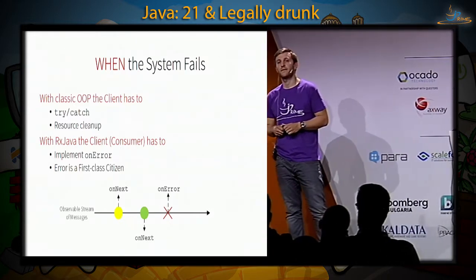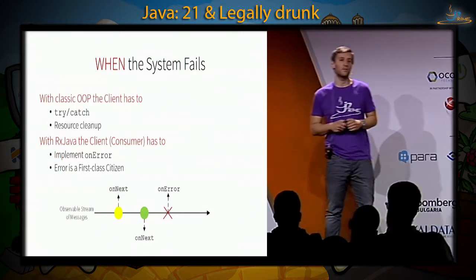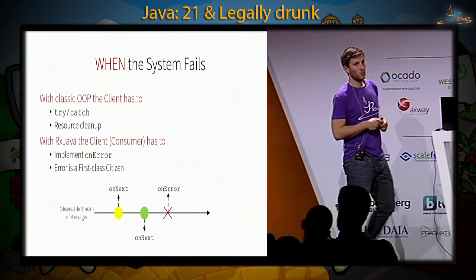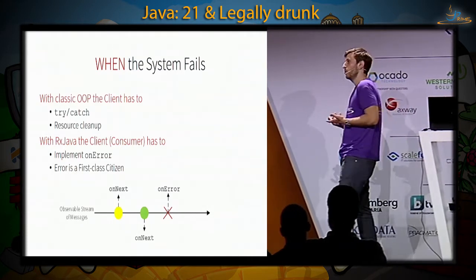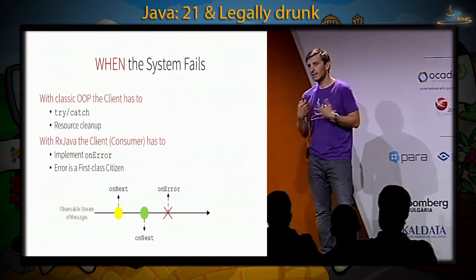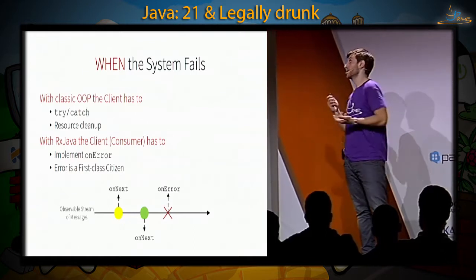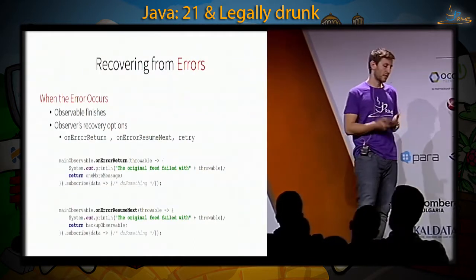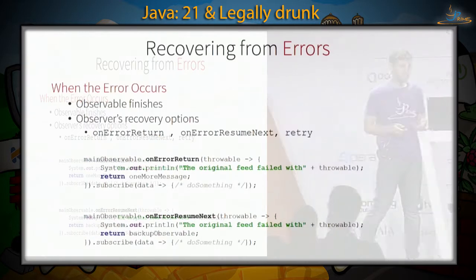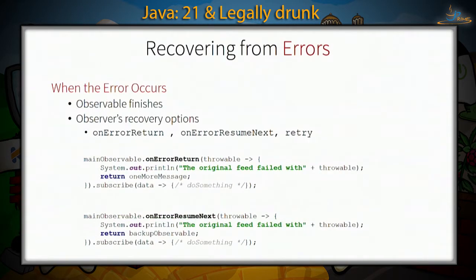The problem is that, as we said earlier, that onError method is a terminal method. So once our producer calls the consumer's onError method, there will be no more messages from this producer. And sometimes that is fine, right? But sometimes it isn't. Sometimes we as a consumer would like to recover somehow from this error. And just for cases like those, the guys in RxJava added a few handy methods to handle this.